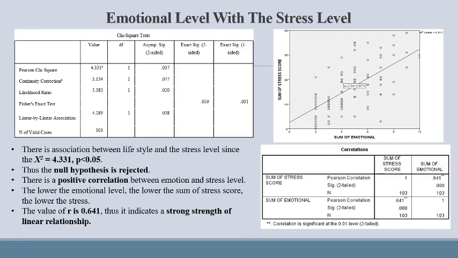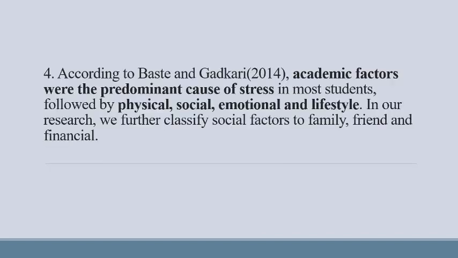Based on emotional level with the stress level, there is an association between emotional level and the stress level since the Pearson chi-square was 4.331, p-value less than 0.05, null hypothesis is rejected, and there is positive correlation between this factor and the stress level. The value of R is 0.641, thus it indicates a strong strength of linear relationship.